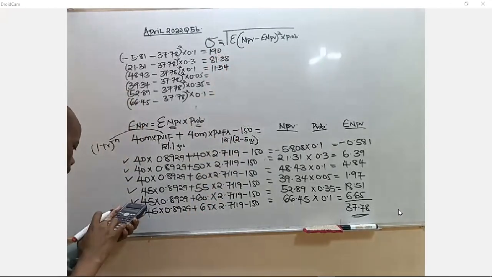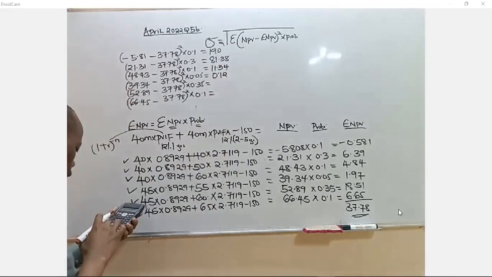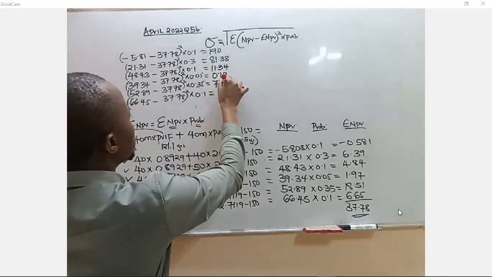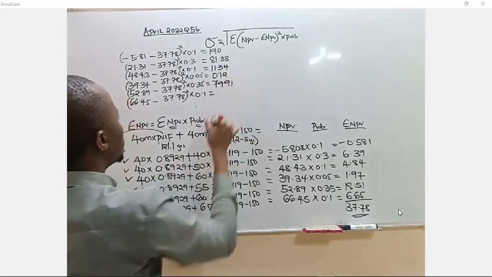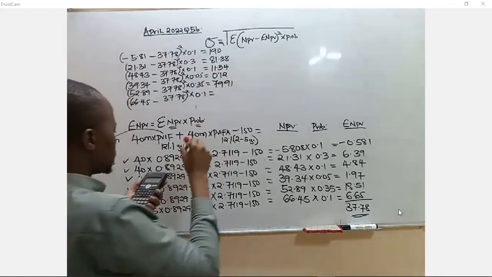Right? 39.34 minus 37.78 squared. Then we multiply by 0.05, getting 0.12. Then the other one will be 52.89 minus 37.78 squared times 0.35, which is 79.91. Then the last one will be 66.45 minus 37.78 squared. Then we multiply by 0.1, getting 82.20.